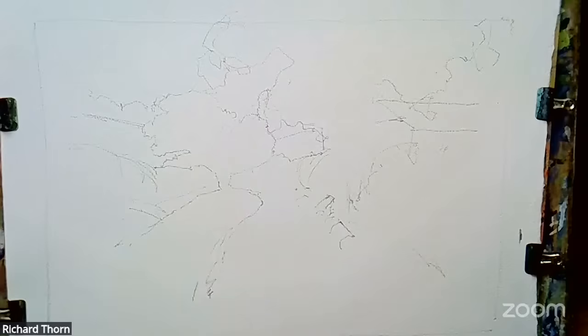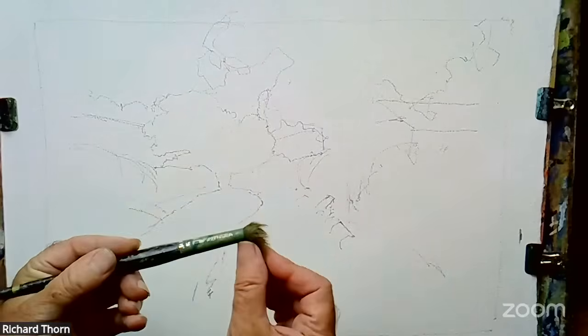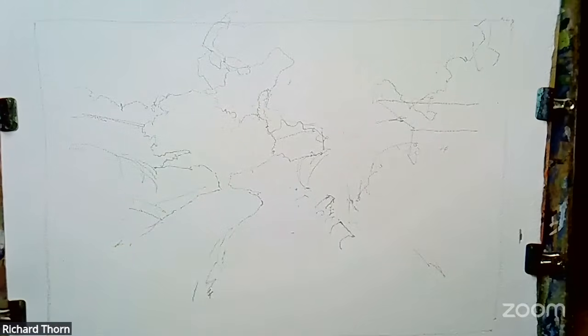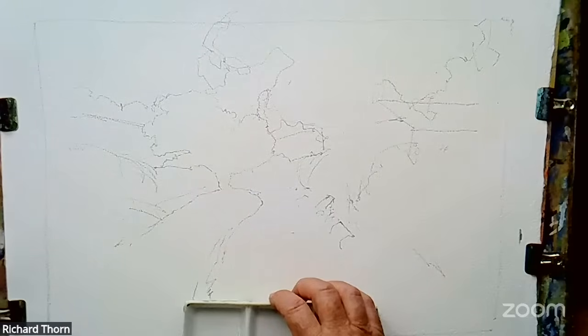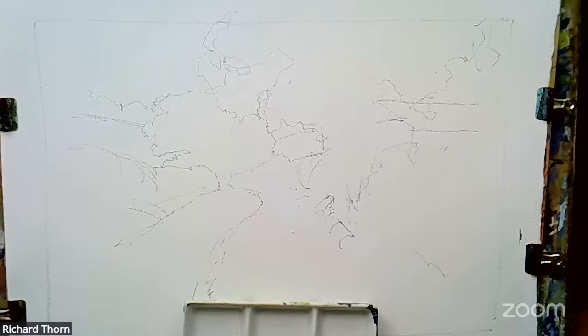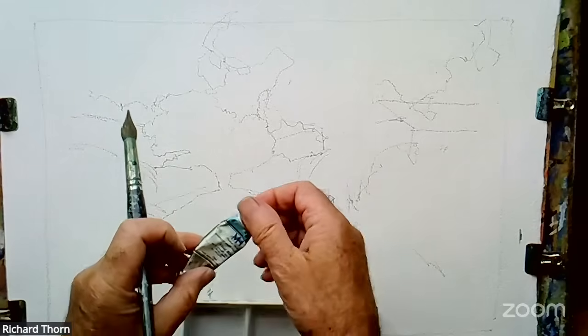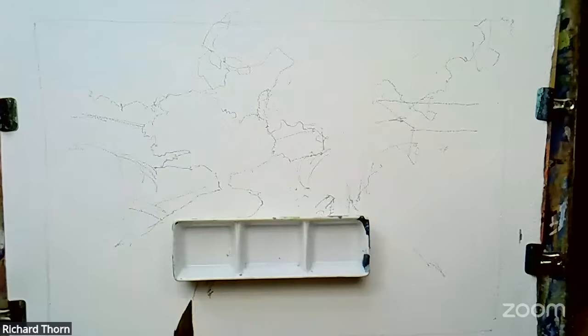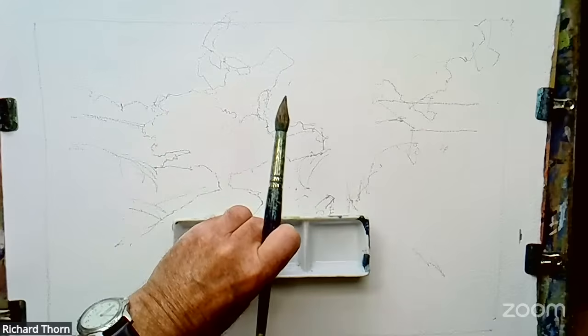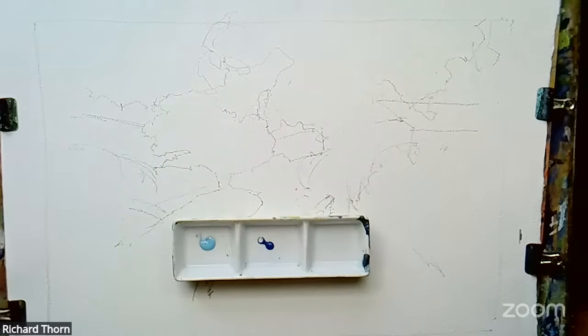So what I'm going to do now is take a big brush. This is number 12 sable. And I'm just going to mix up a few colours that I need for the sky. And I'm using the vivid blue. Put that in this. And we're just going to temper that with a little bit of cerulean. So those are my two key sky colours, and I'll mix those in the third compartment.